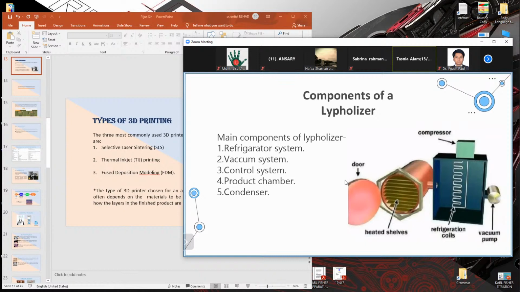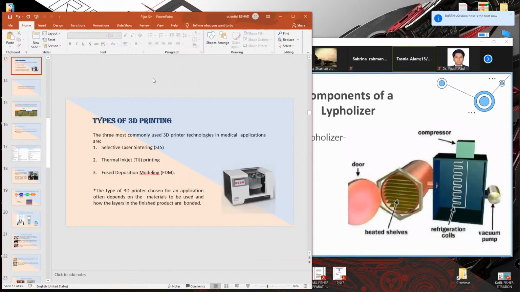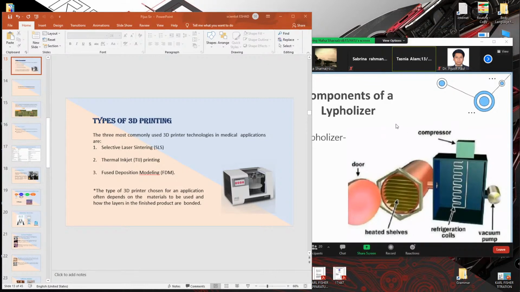Components of a lyophilizer. The main components of a lyophilizer are the refrigeration system, vacuum system, control system, product chamber, and condenser. Refrigeration system: the product to be dried is either frozen before going into the dryer or frozen while on the shelves. Compressors, or sometimes liquid nitrogen, supply the cooling energy.